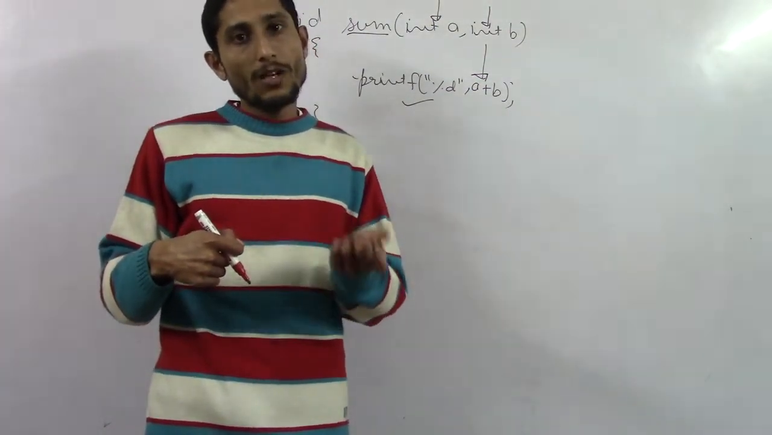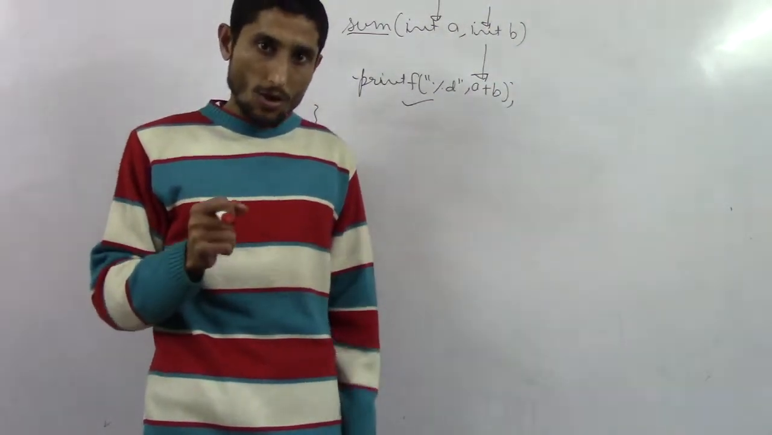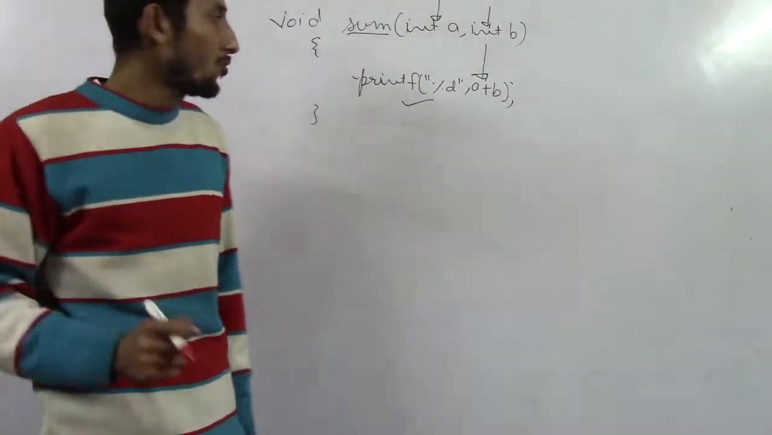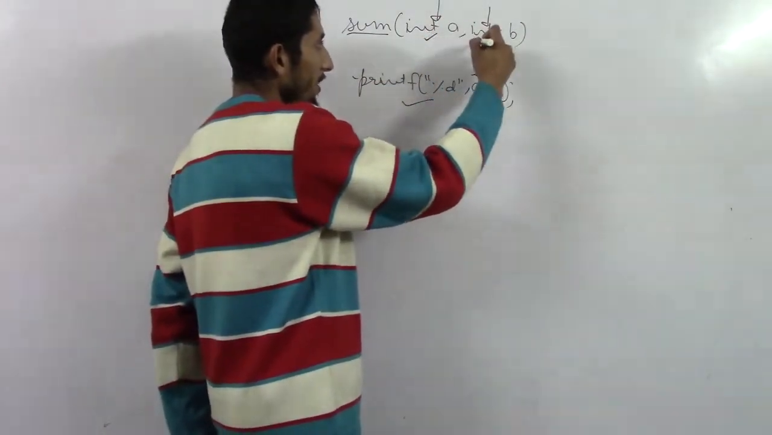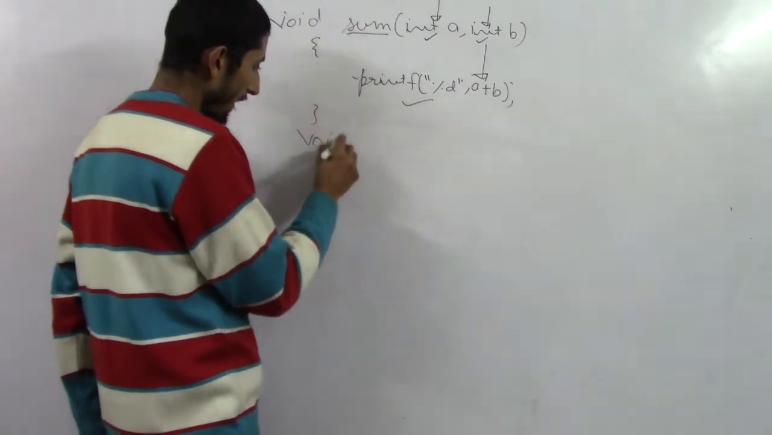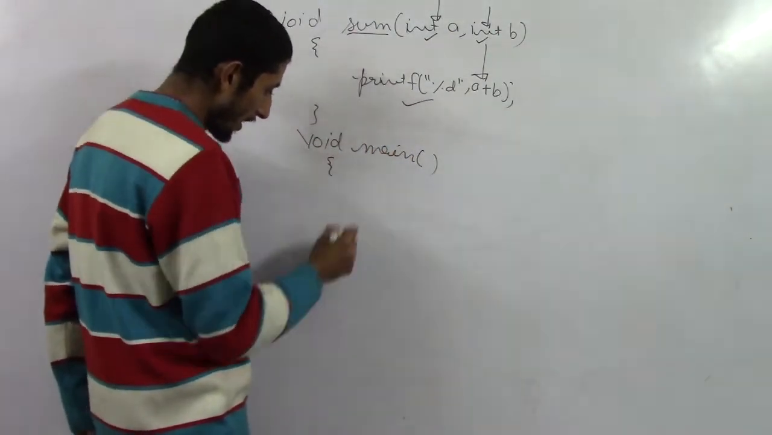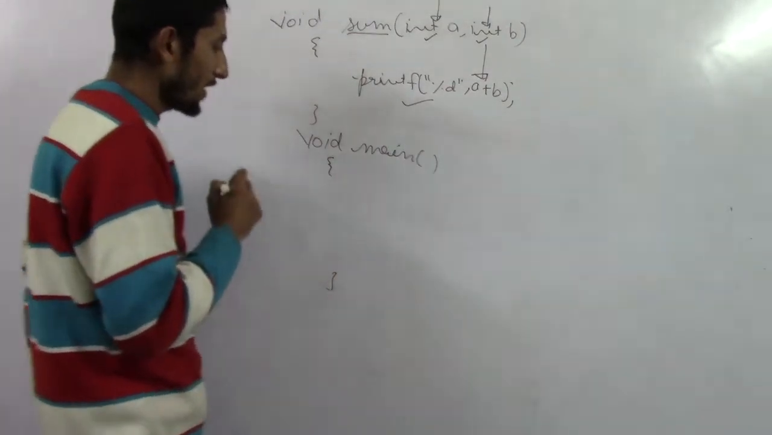If you do not pass two parameters, how can you perform the sum? In order to do the sum, you have to pass two parameters, int a and int b. So let me call it. That is the void main, and inside main I am going to pass the parameters. So how can we do that?